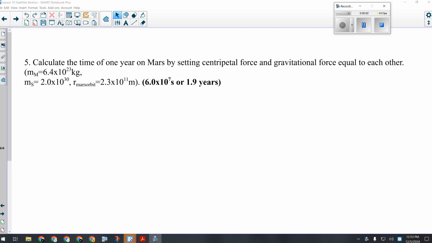On number 5 here, we want to calculate the time of 1 year on Mars by setting centripetal force and gravitational force equal to each other. And then they give us the mass of Mars, the mass of the Sun, and the radius of Mars's orbit. So Mars is a satellite of the Sun, so I can still say this, FC equals FG.